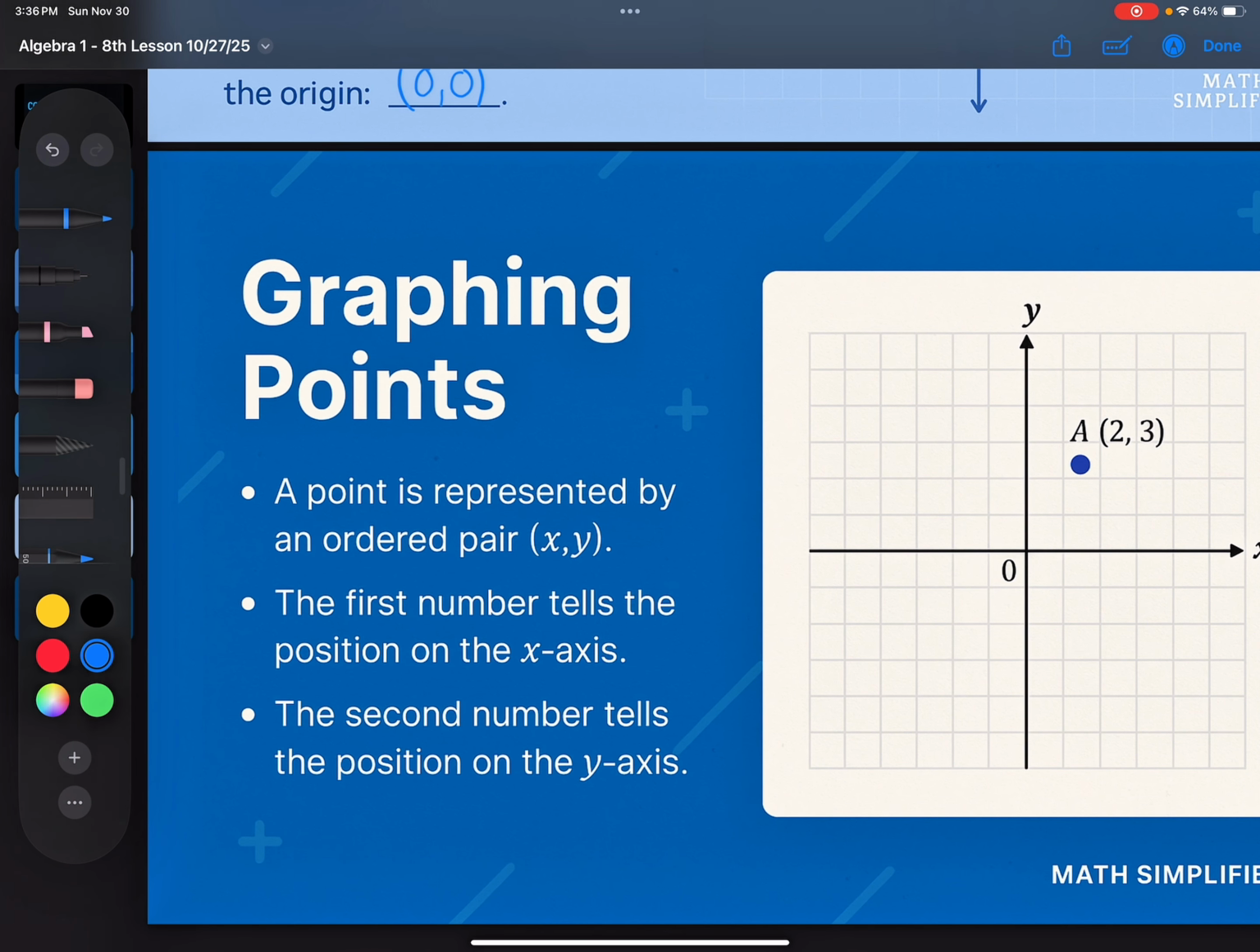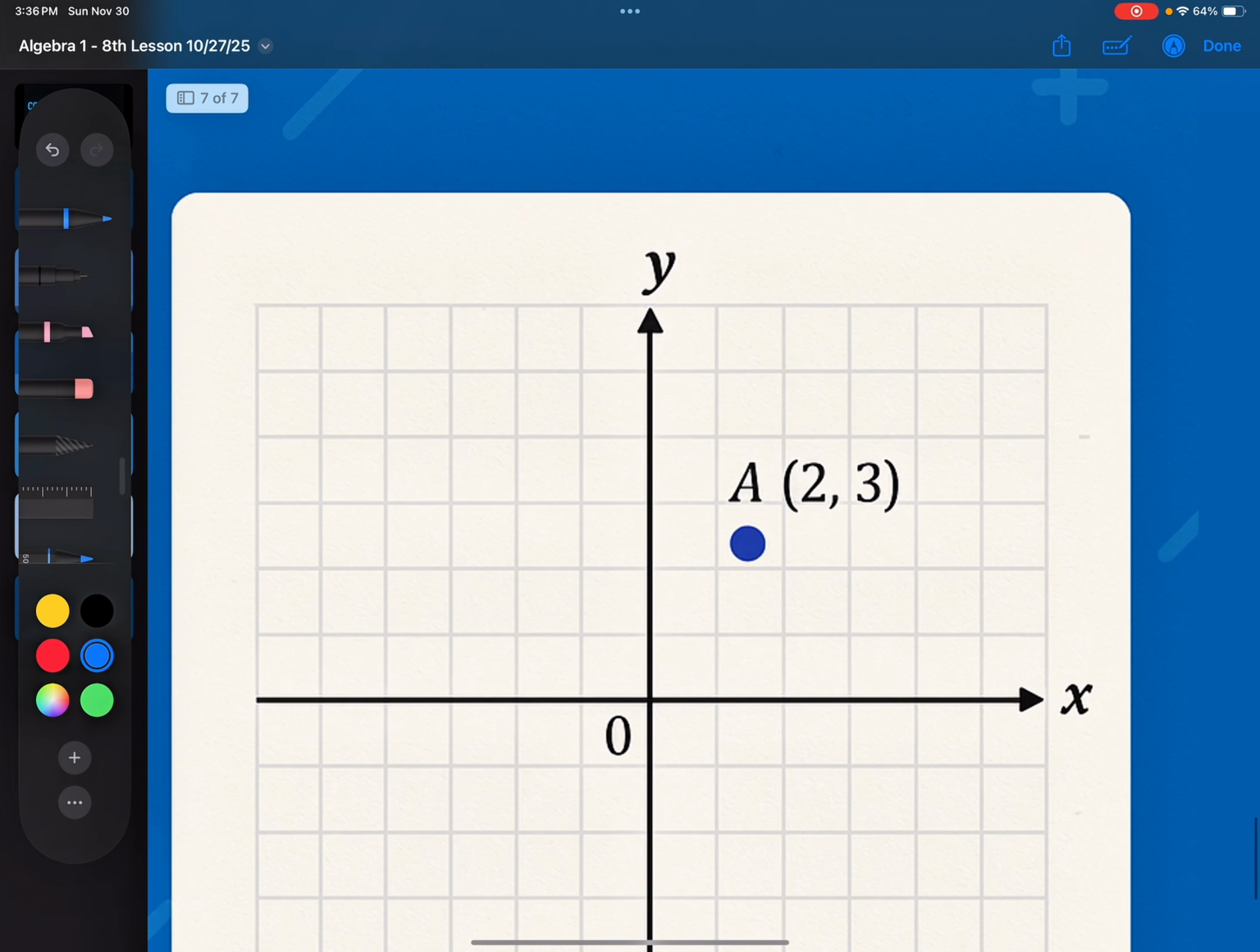Graphing points. A point is represented by an ordered pair x, y. Here you notice x would be 2 and y would be 3. Notice x always goes first and then y goes second. If we want to plot a point, we find 2. You notice here we have a 0. This is where it starts, right? If we have a 2 as the x coordinate, then we gotta move 2 to the right. So it would be here. That would be 2, right?